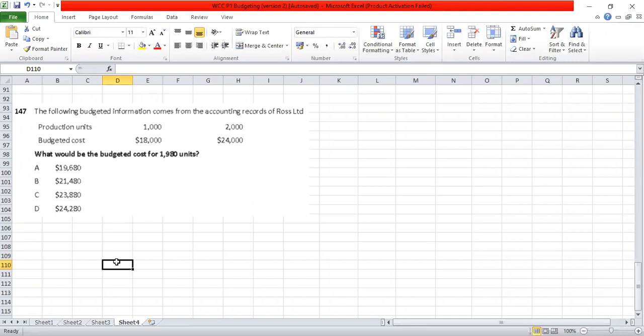The following budgeted information comes from the accounting records of Ross Limited. Production units, budgeted cost. What would be the budgeted cost for 1980 units? Let's quickly see. It's a simple question, no adjustments, no complications. So try it out. Only two levels are there. Select one to be the high level, the other one to be the low level, and then quickly finish it off.